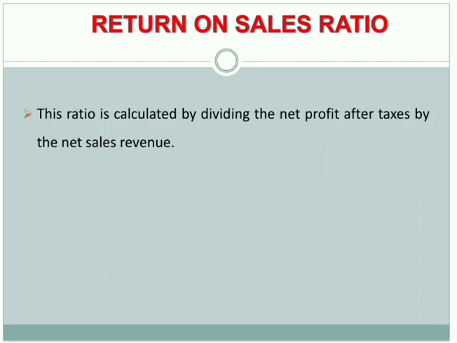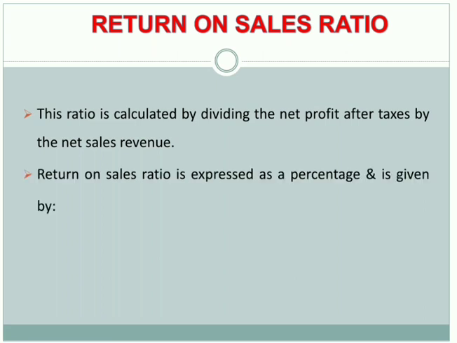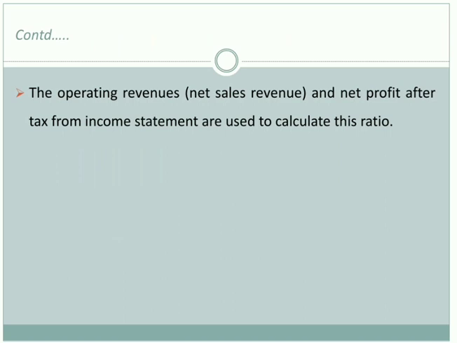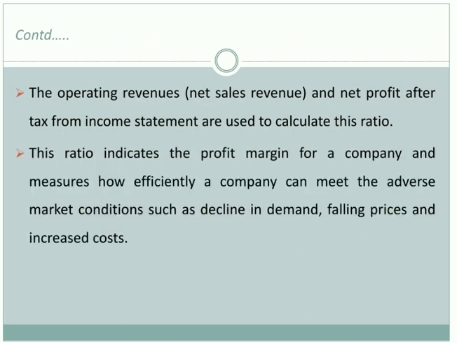Next, the return on sales ratio. This ratio is calculated by dividing the net profit after taxes by net sales revenue. Return on sales ratio is expressed as a percentage and is given by net profit after taxes upon net sales revenue. The operating revenues, that is the net sales, and the net profit are taken from the income statements and used to calculate this ratio.